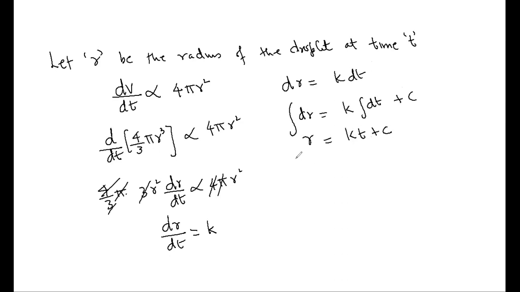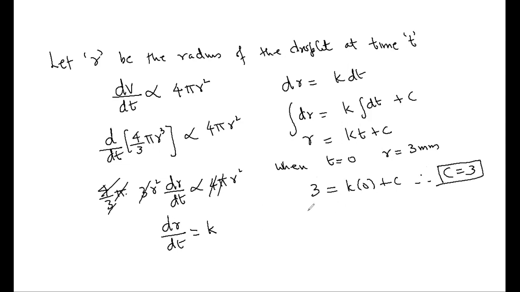Now what are they giving us? When time is 0, R is 3 mm. So that means 3 is equal to k into 0 plus c. Therefore, c's value is 3. Then they are giving us, when time is 1 hour, R is 2 mm. So we'll substitute here. R is 2 mm when time is 1 hour and c is 3. Therefore, k is minus 1.